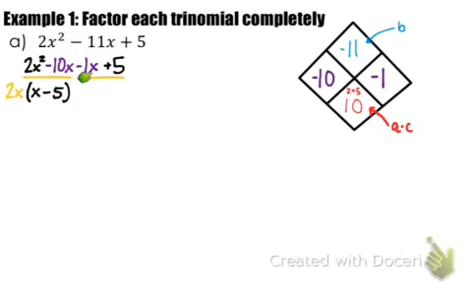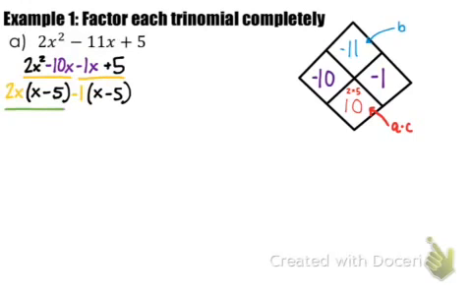In the second group, because our leading term is negative, we're always going to factor the negative out. When we divide negative 1x by negative 1, we have a positive x left over, and when we divide 5 by negative 1, we're left with a negative 5.